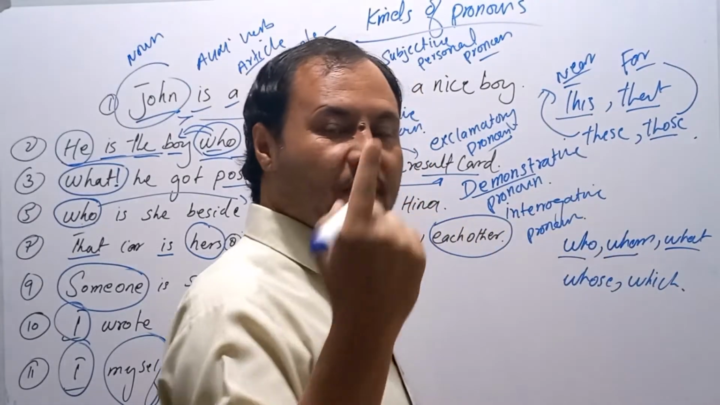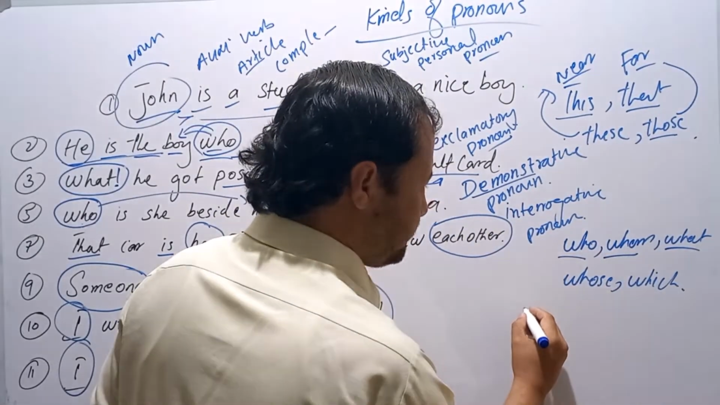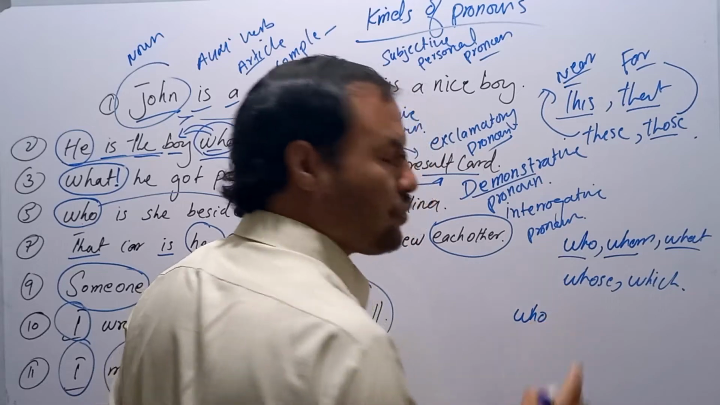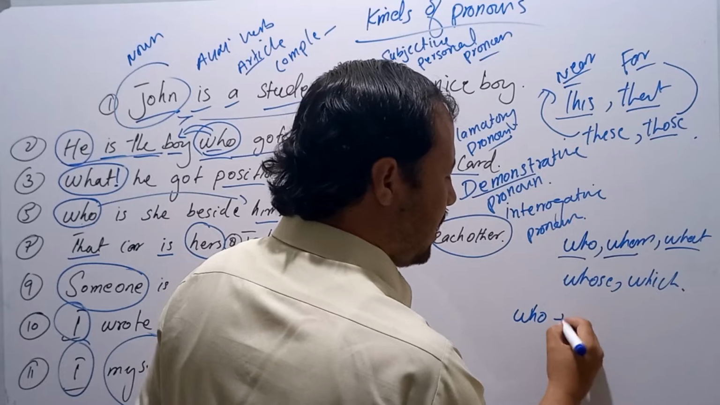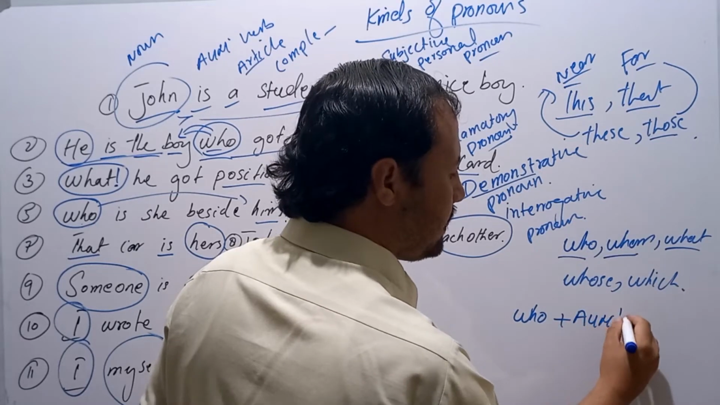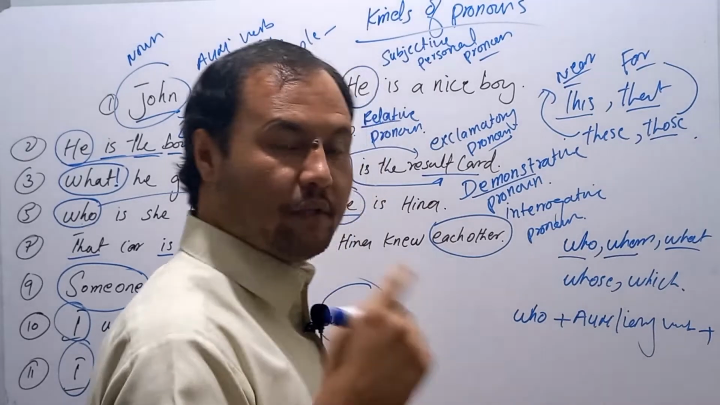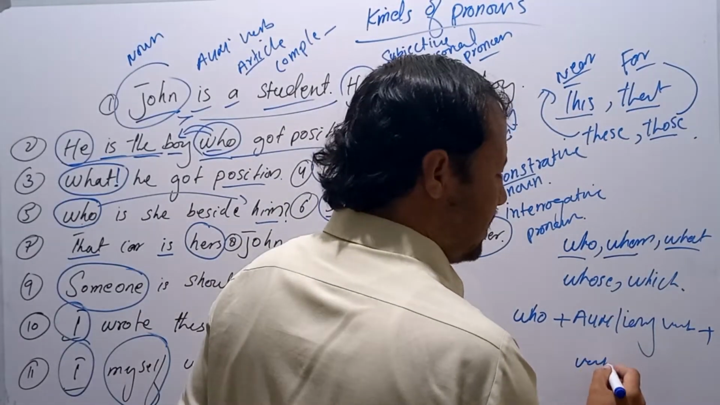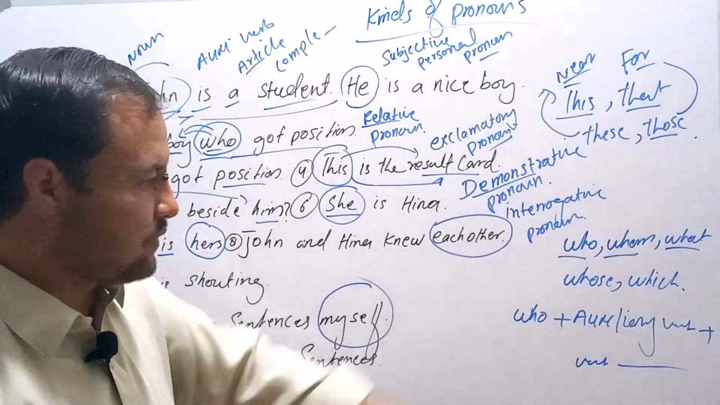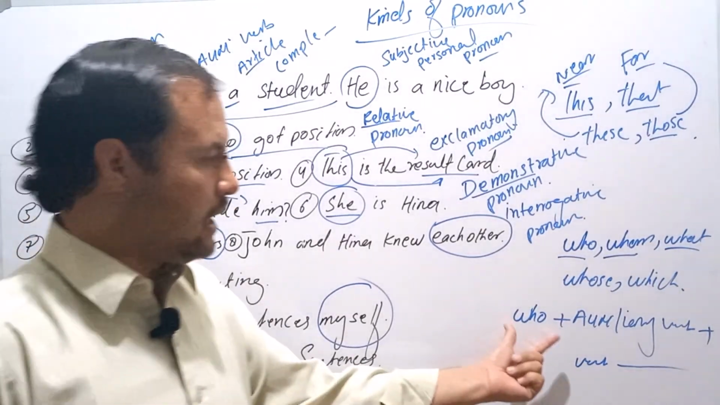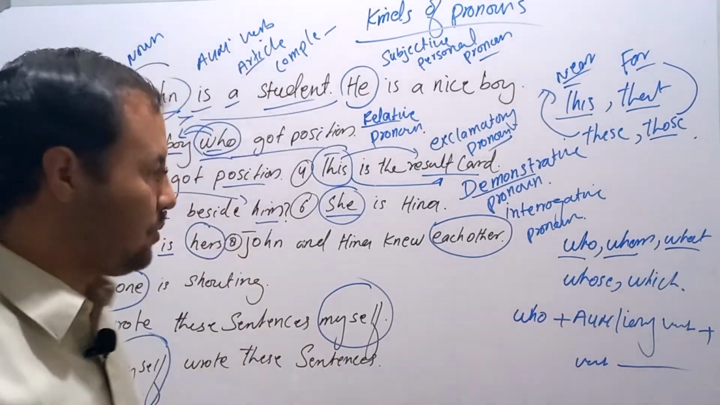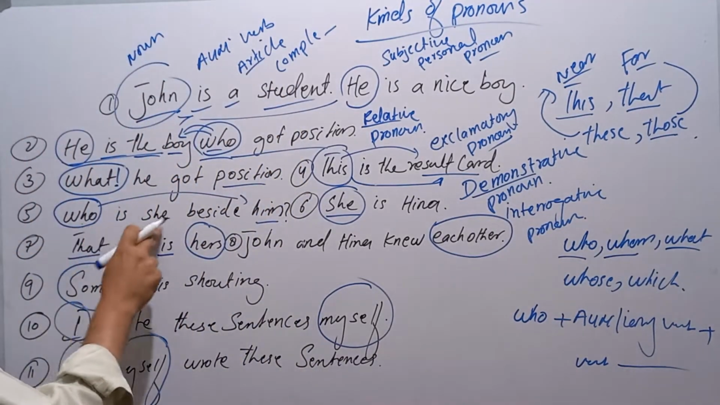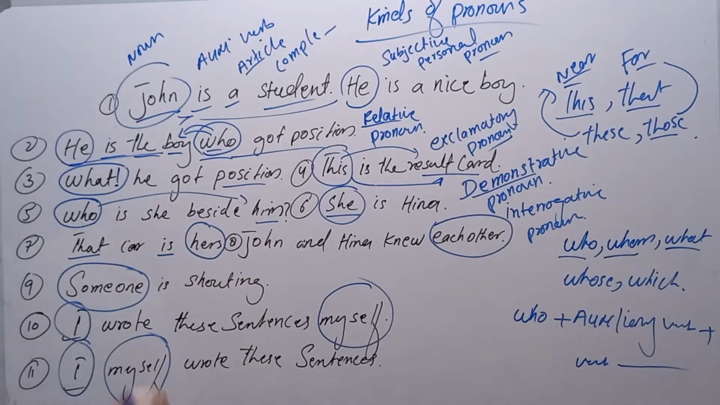So whenever you use them inside your sentence, you have to follow the formula. We call them WH pronouns also. So you have to use the WH pronoun or interrogative pronoun plus auxiliary verb, then after that you have to use the verb or rest of the sentence. You have to keep in mind that this is the formula. In that sense, we can call them interrogative pronouns. As I mentioned here, "Who is she beside him?" So who is working here as an interrogative pronoun.